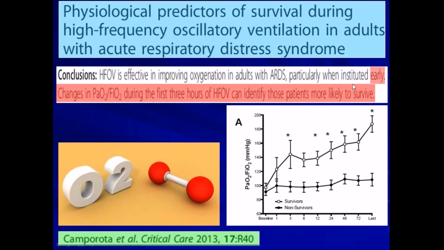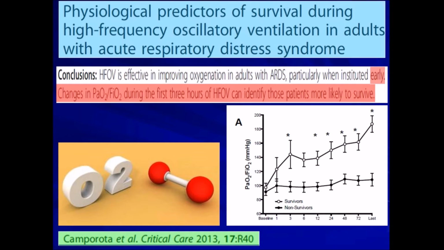So here we have this observational trial. They are trying to see which patient will improve on high frequency. So you initiate high frequency for some patient. So what parameter can be looked for to see if this patient will improve in the long term, or you should shift him to another mode?